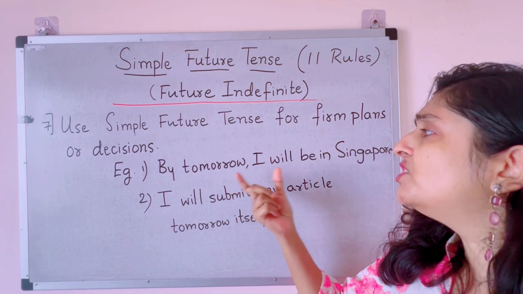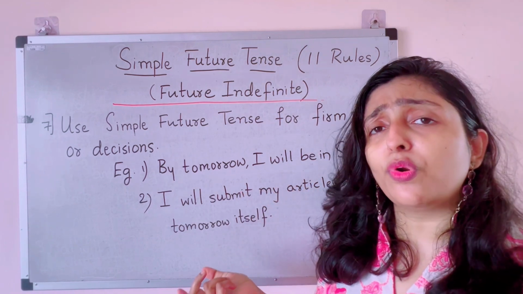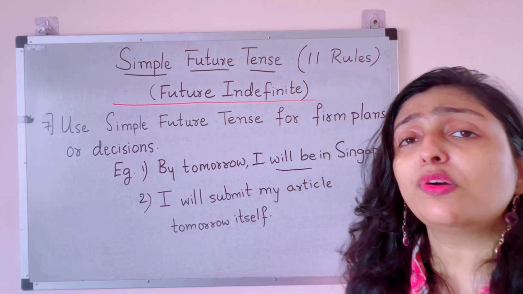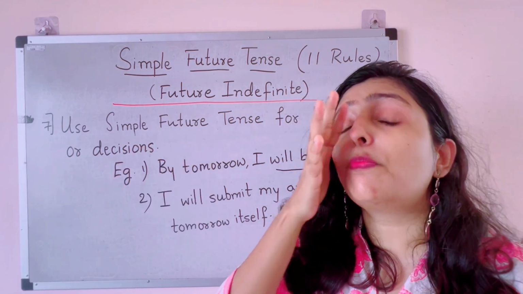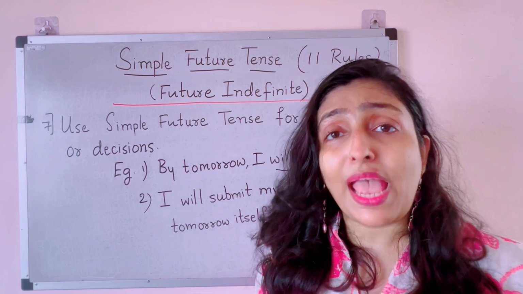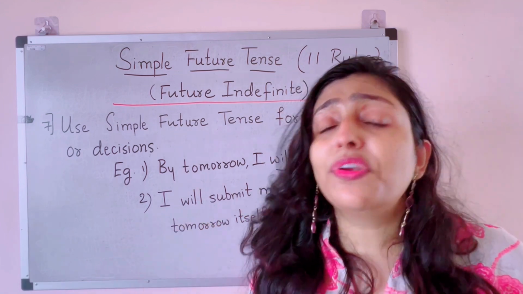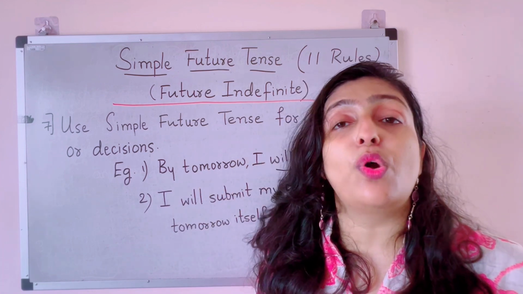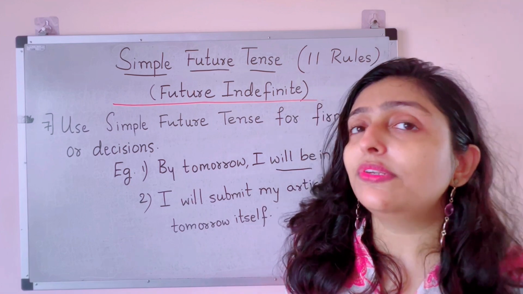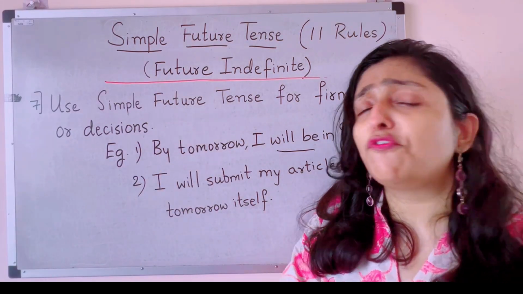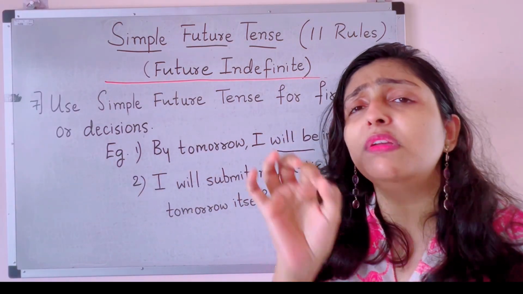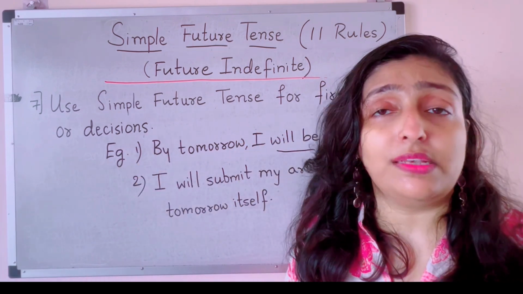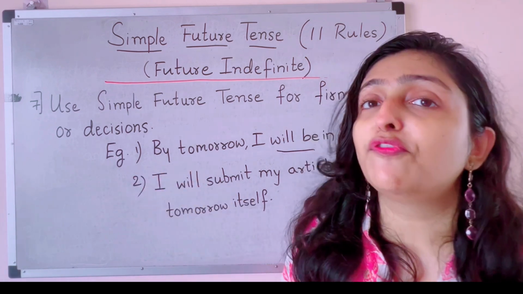Example 1. By tomorrow, I'll be in Singapore. I will reach Singapore tomorrow itself. There's no doubt about it. This rule is similar to the previous rule. That is, the plans or decisions have already been scheduled, established and fixed. There is no change at all. I have no doubt or uncertainty in it. So as an individual, if you have decided, if you are determined enough that this action or event will indeed take place, then we use simple future tense.